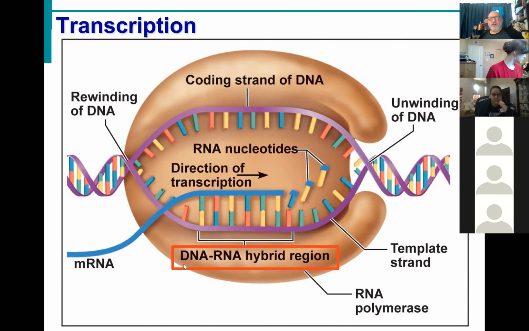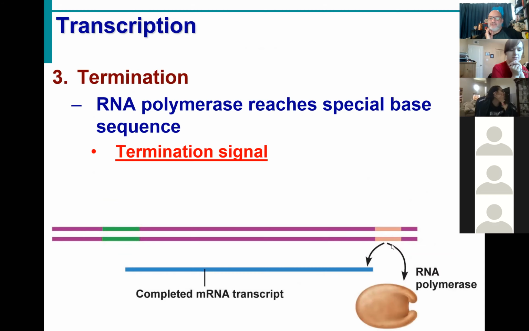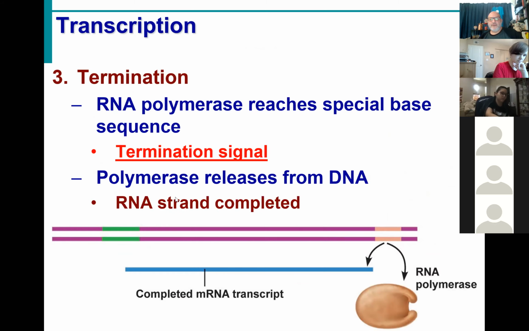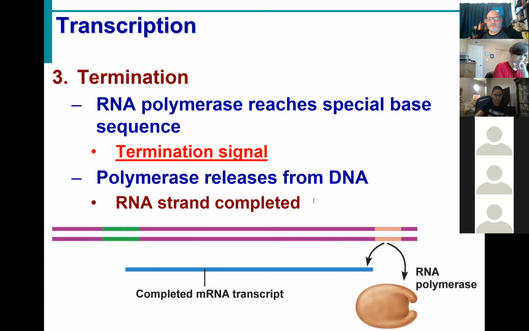Now, once it latches on at that promoter region, it continues down, but it doesn't continue down forever. Remember, eventually it's going to reach that termination signal, at which point it is going to let go. Our DNA is completely unchanged by the process. We have a strand of RNA, but again, remember, it needs to be modified. And once it is modified, then we have a complete strand of messenger RNA.